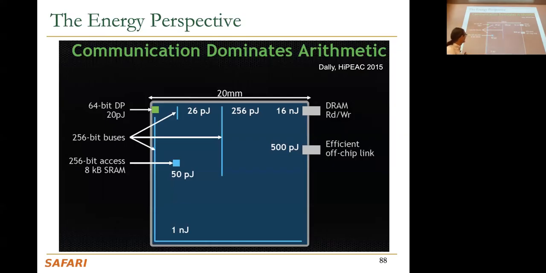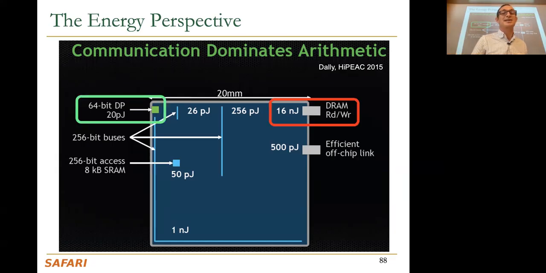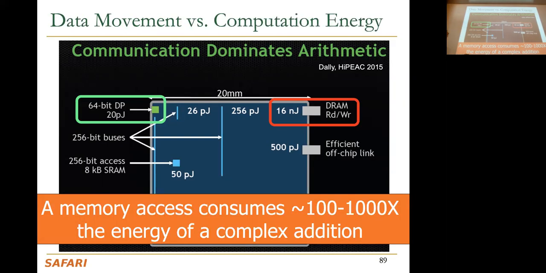So basically, this is a 64-bit double precision floating point operation, a complicated arithmetic operation, 20 picojoules with some technology assumptions. It's a memory access, DRAM read or write, 16 nanometers. That's 800x difference. So data access consumes 2 to 3 orders of magnitude the energy of a complex addition because you're exercising these huge interconnects.